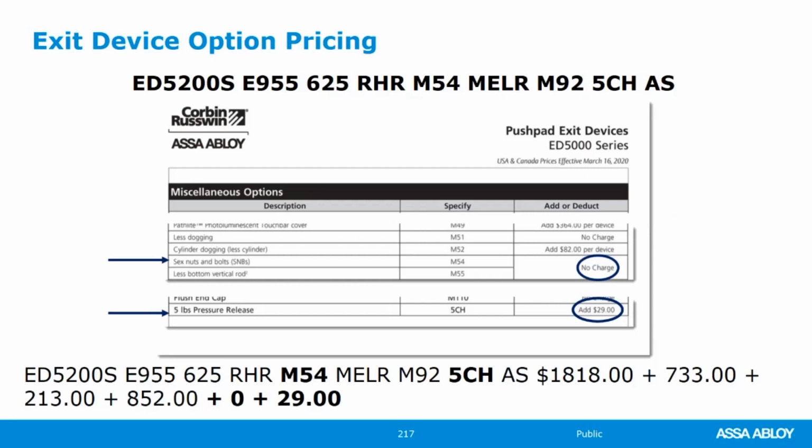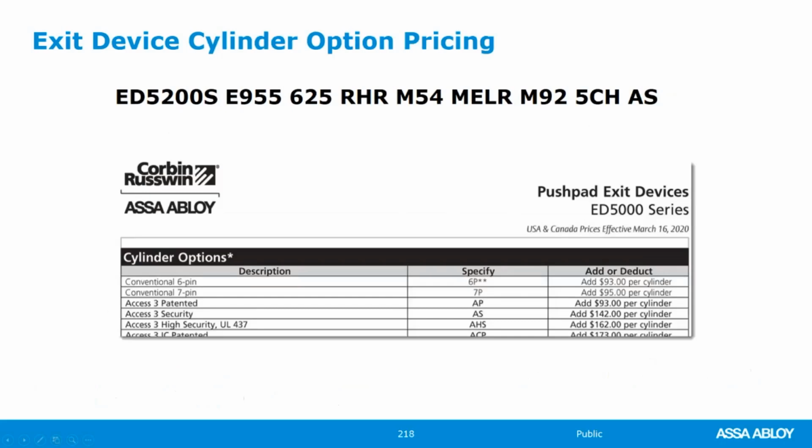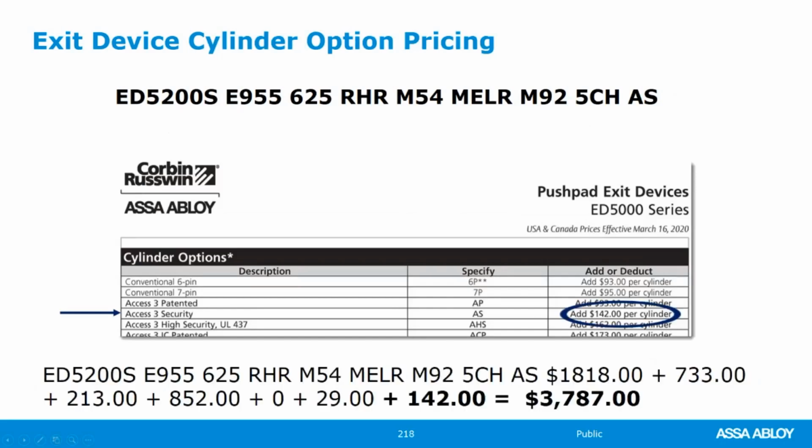What else do we have to add here? We have to add our cylinder. Corbin Russwin does not offer the cylinders as a standard. You have to add them to the device. This one happens to be an AS, which is an Access 3 security cylinder. We go to page 298, which has the cylinder pricing. Find the cylinder option, what the technology is. That's Access 3 security. You come across at $142 per cylinder. Adding all those together, our price went from $18.18 with all the options to $37.87.